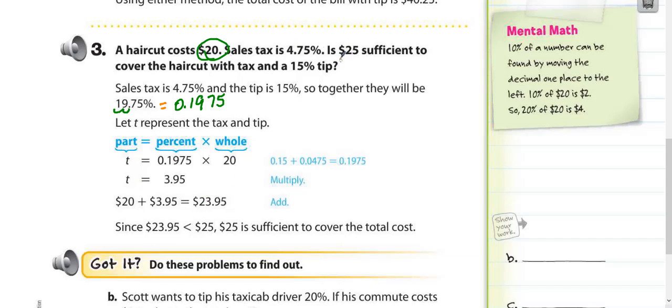The question was, is $25 enough, sufficient? Sufficient means, is it enough? If you only had $25 in your pocket, could you go to get the haircut if you knew there was tax and you wanted to leave a tip? And the answer is yes, there's plenty.